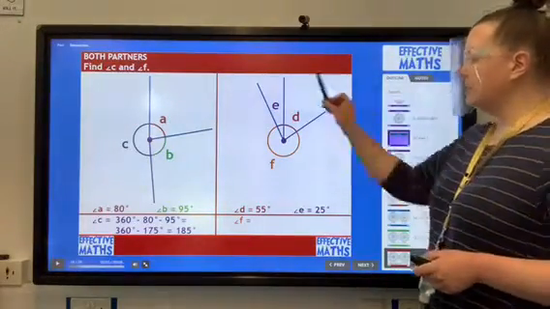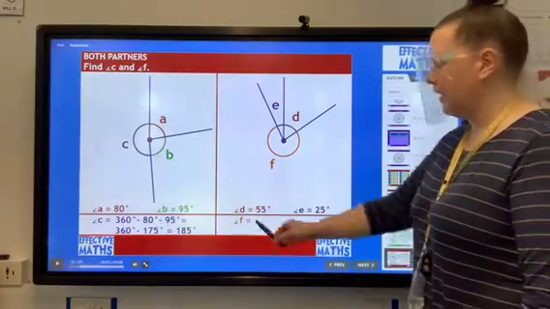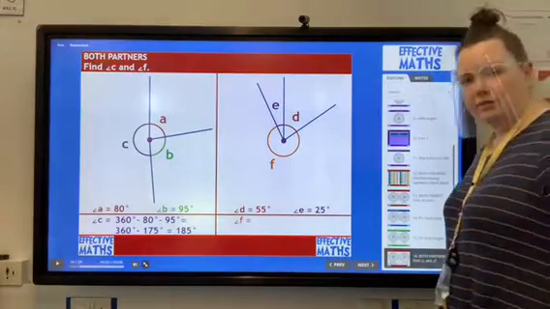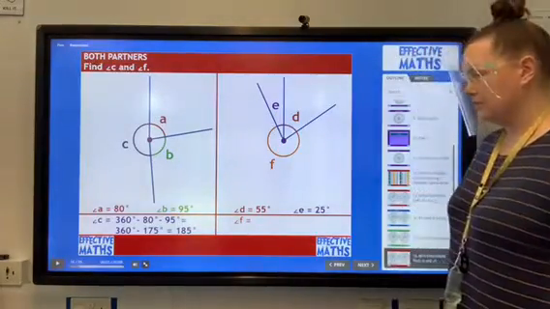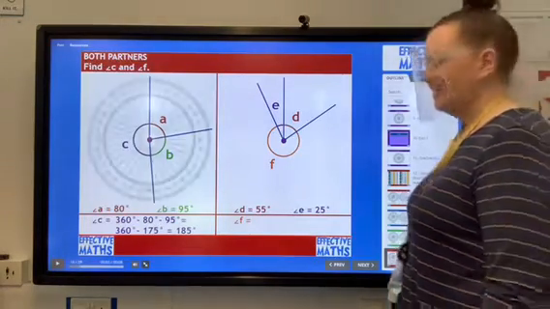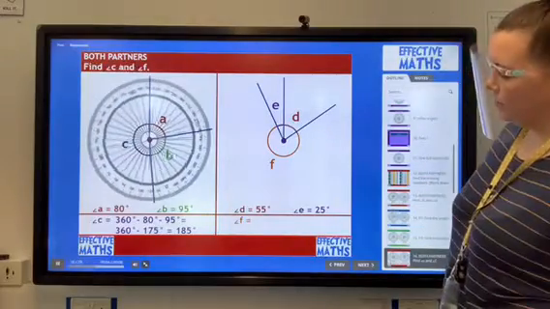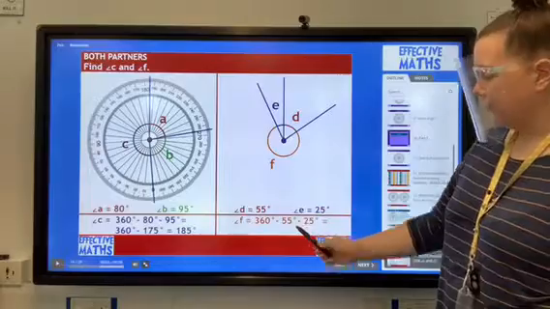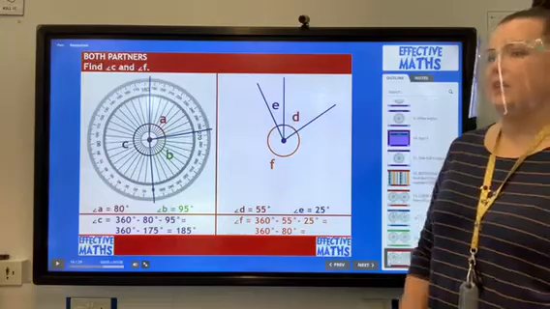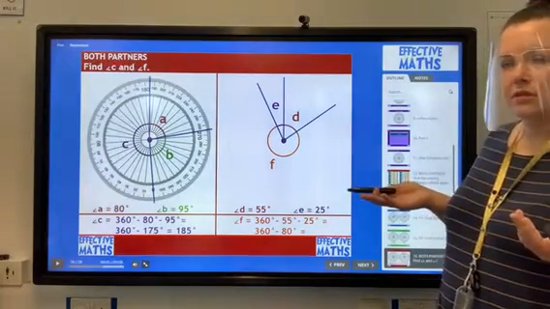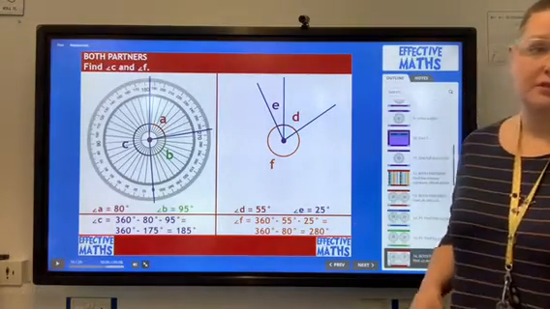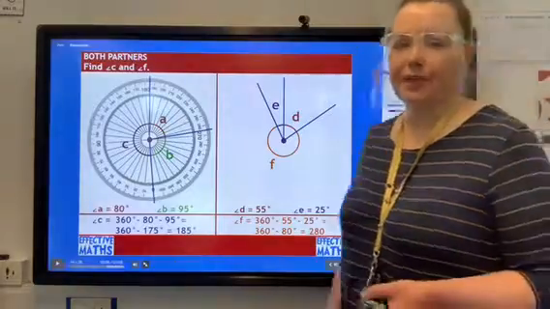How are we going to do this next one? We know E, we know D. How are we going to find F? 360 degrees subtract 55 degrees, subtract 25 degrees. That equals 360 degrees minus 80 degrees, which equals 280 degrees. Okay?